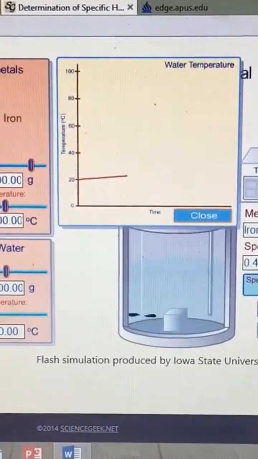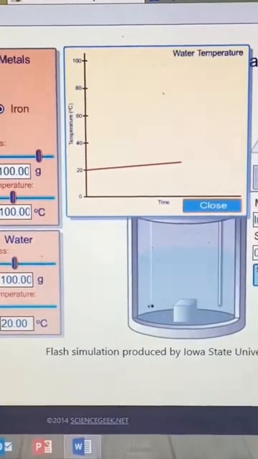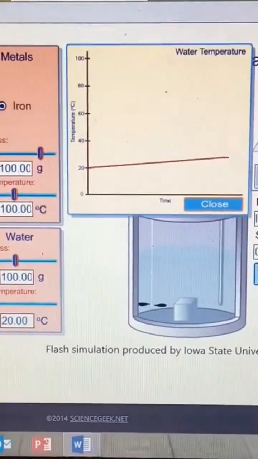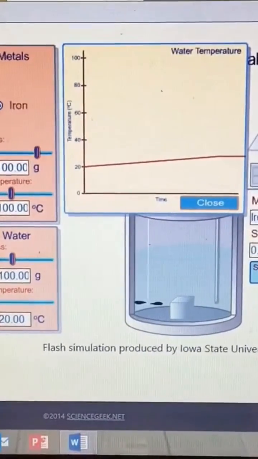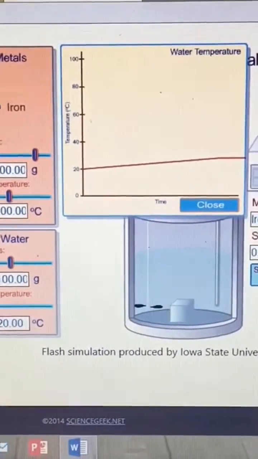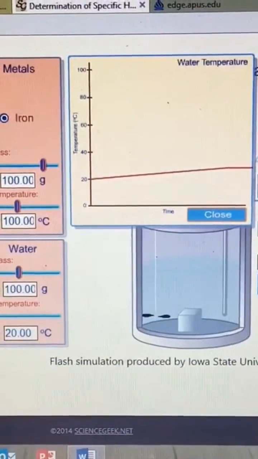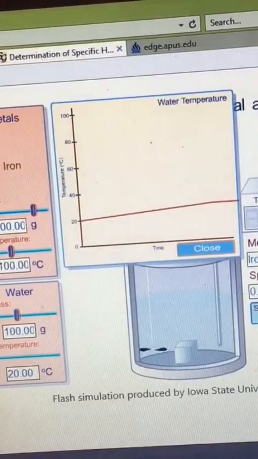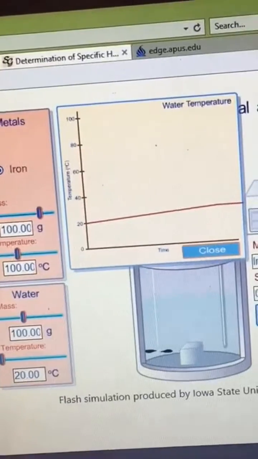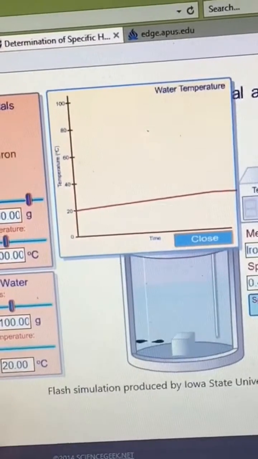As you see, the temperature will rise up. And we'll get a final temperature of 27.82. We have the specific heat of iron is 0.452, and we have the specific heat of water, which is 4.18.